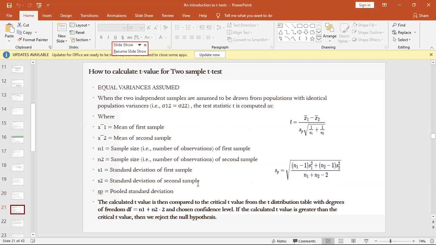So how do you do hand calculation? You can use these two formulas. Here x̄1 is the mean of the first sample, x̄2 is the mean of the second sample, N1 is the first sample size, N2 is the second sample size, S1 is the standard deviation of the first sample, S2 is the standard deviation of the second sample, and Sp is the pooled standard deviation, right? This is the formula you need to use for hand calculation in the two sample case.